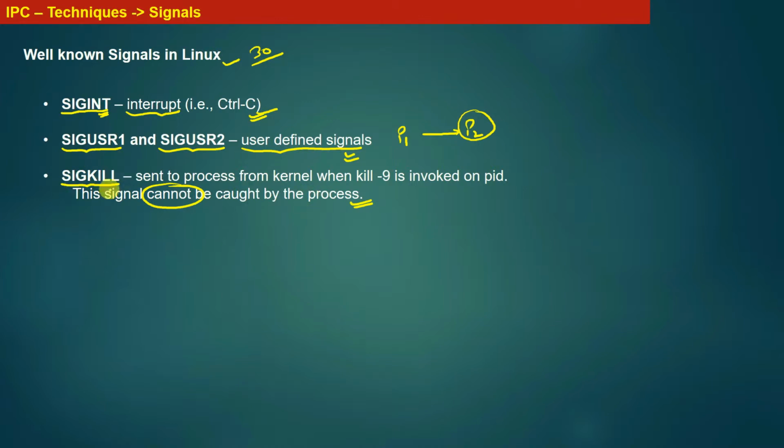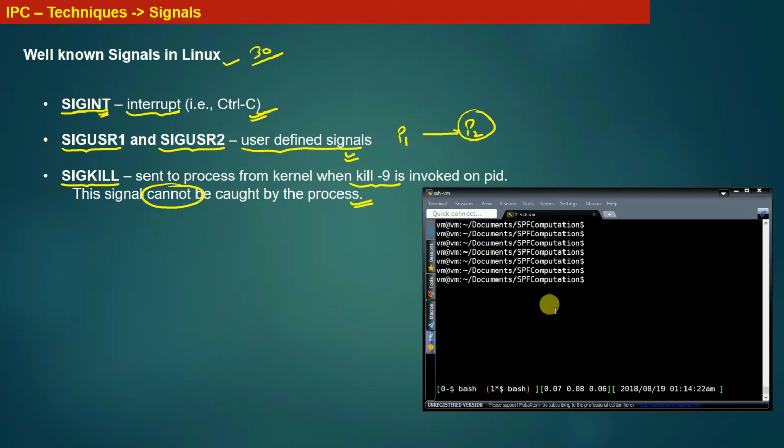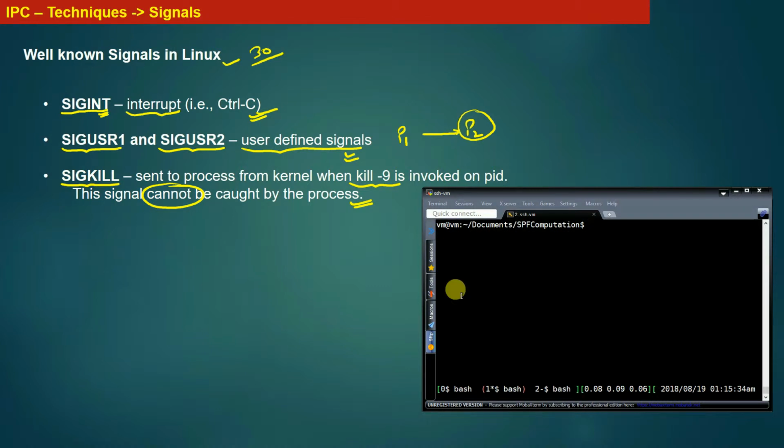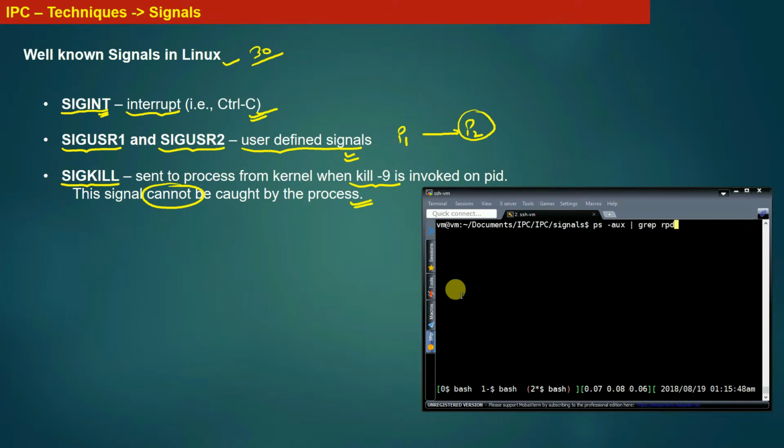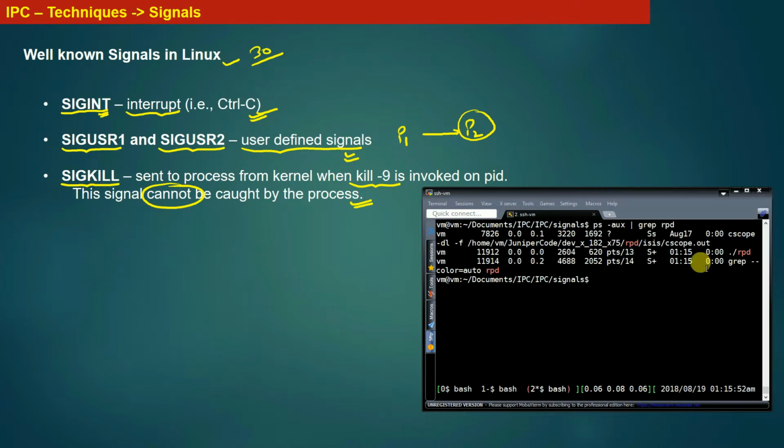And how is this signal generated? This signal is generated using the kill -9 command. Let us take an example of how SIGKILL works. Let us say that in my window I start a new process, say RPD. Now I need to find the process ID assigned to this process. So in the other window you can simply run the command ps -aux | grep rpd. This command will give you the process ID assigned to this process.